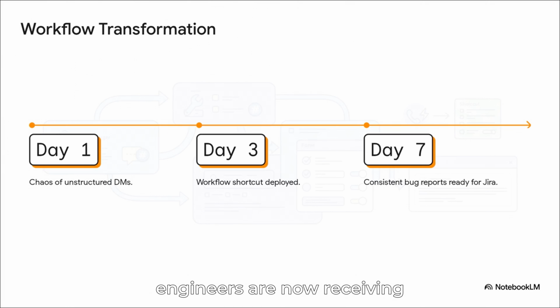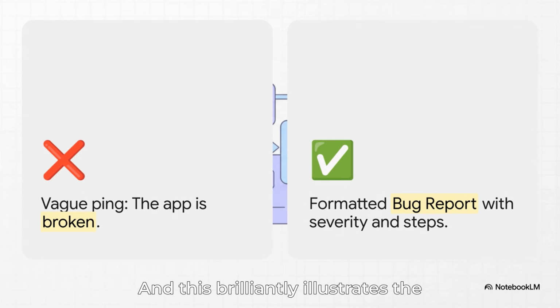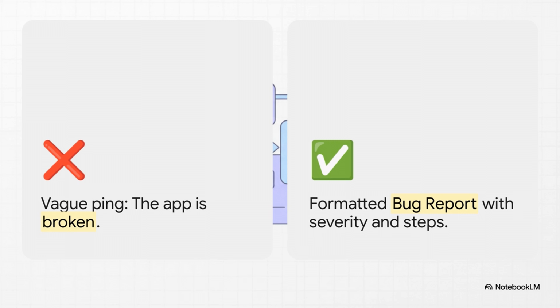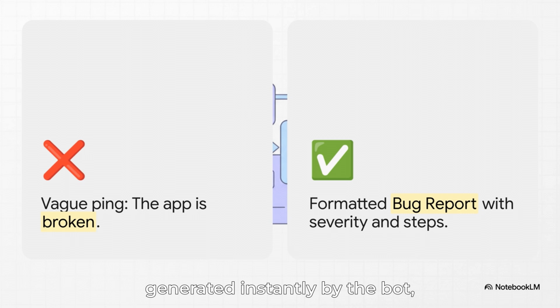Support agents and engineers are now receiving highly consistent, completely searchable bug reports that are primed and ready to be exported directly as Jira tickets. And this brilliantly illustrates the exact difference. Before, you have this completely useless, contextless ping that basically forces a 20-minute back-and-forth conversation. But after, you get a rich, actionable, formatted bug report summary generated instantly by the bot. It is a total night and day difference for team morale and resolution times.